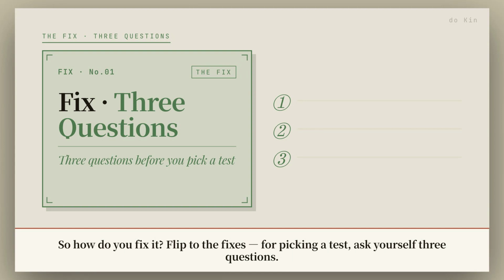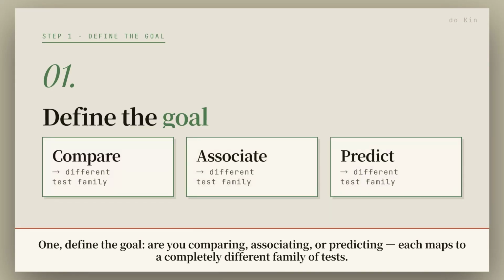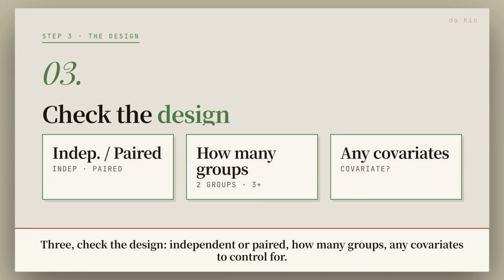Flip to the fixes. For picking a test, ask yourself 3 questions. 1. Define the goal. Are you comparing, associating, or predicting? Each maps to a completely different family of tests. 2. Check the data type. Continuous, ordinal, count, or proportion. That decides parametric versus non-parametric. 3. Check the design. Independent or paired. How many groups? Any covariates to control for?